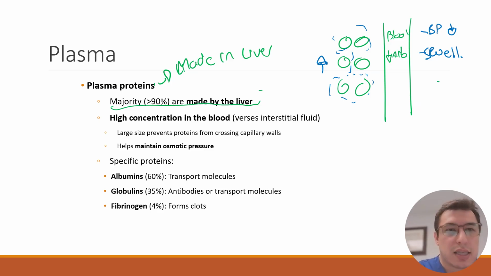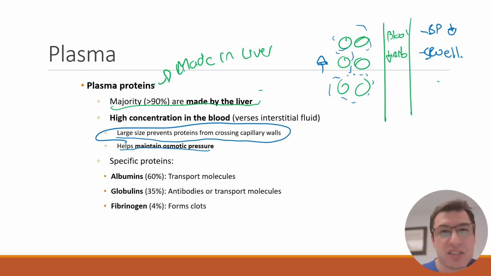This is the key concept right here of osmotic pressure. It helps maintain fluid balance. Their large size prevents the proteins from crossing. They are non-permeable. All right.